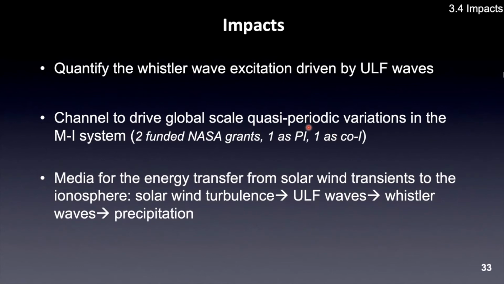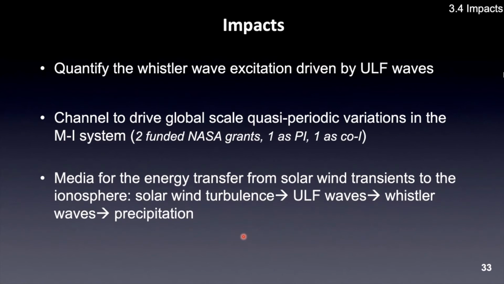So actually, this chain of ULF waves driving Whistler waves, followed by the precipitation, can drive quasi-periodic variations in the magnetosphere and also from the ionospheric point of view. This part of work is also supported by two of my NASA grants, one as PI and one as co-I. So that's why I'm also interested in continuing on this line of work.